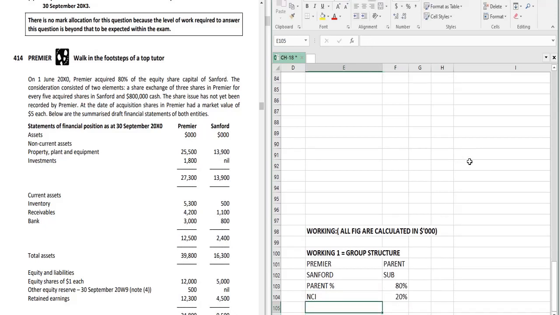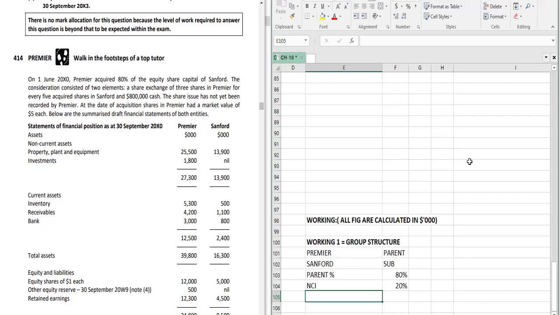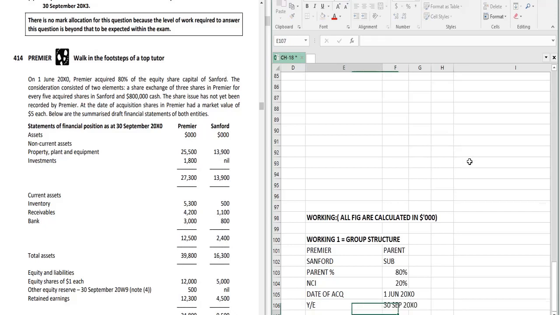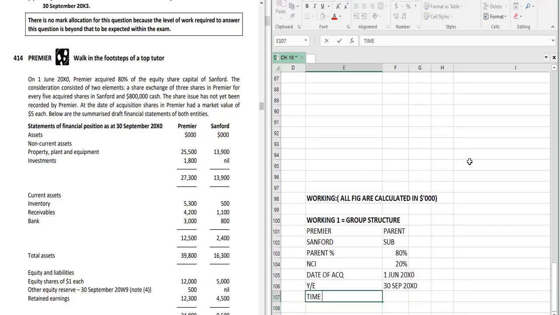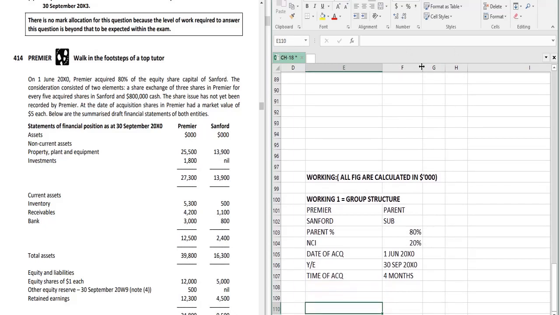And we will write the date of acquisition. The date of acquisition is 1 June 20x0, and our year end is 30 September 20x0. So the time since acquisition equals June, July, August, September. It means 4 months.